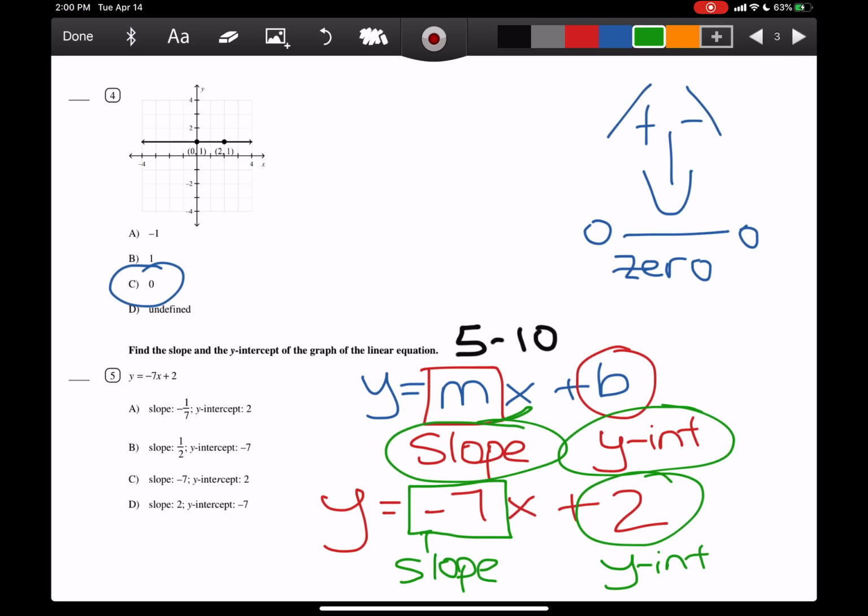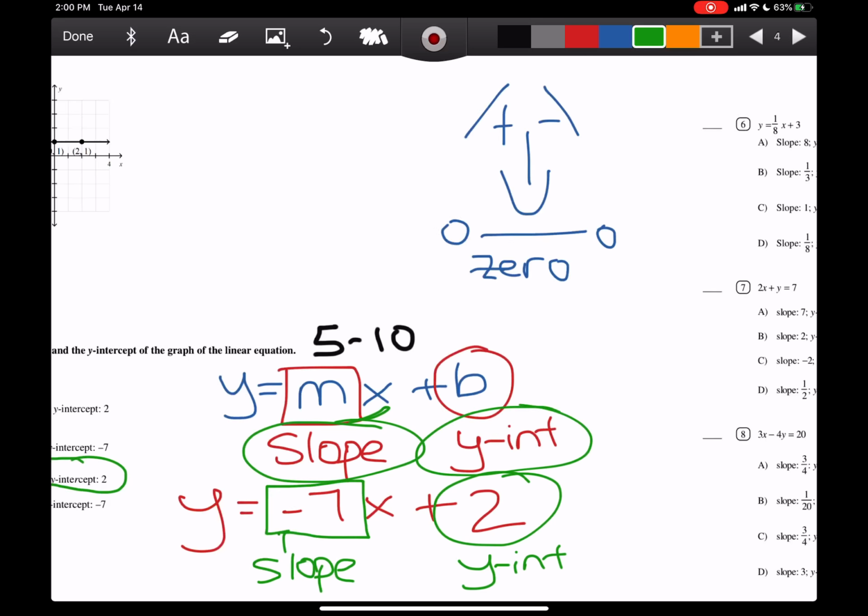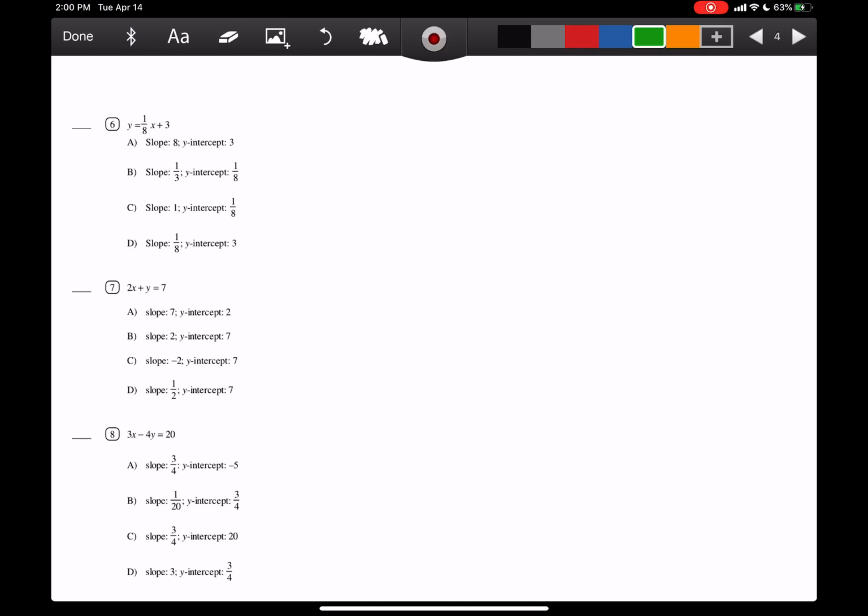So if we look at our answer choices here, let's find the one that says negative 7 for slope. Not going to be that one. Oh, I think I found one right here. In this case, number 5 would be C. Let's move on here. Let's look at number 6. Let's find the slope and the y-intercept. Well, we already have an equation here that is solved for y. So we know the number in front of the x is going to be our slope. So our slope is 1/8.